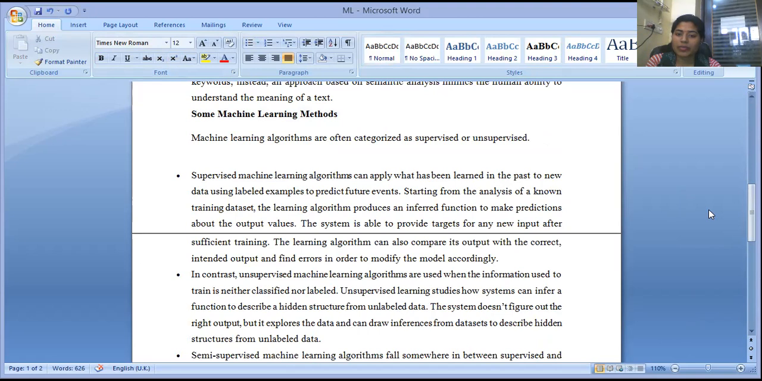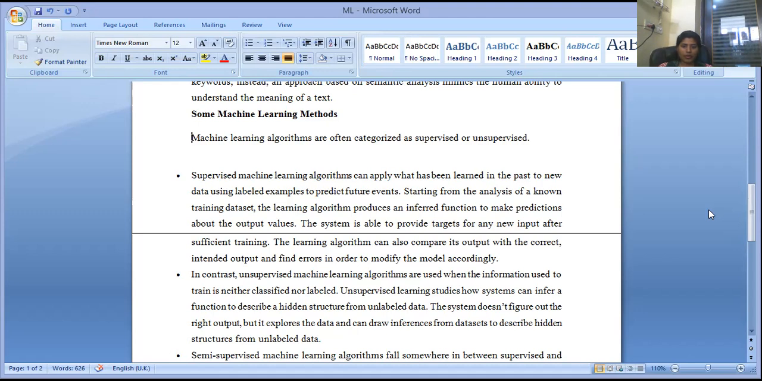Supervised learning algorithms apply what has been learned in the past to new data, using labeled examples to predict future events. They basically contain what you have learned from the past data, and then you are implementing those things over the future. Okay?